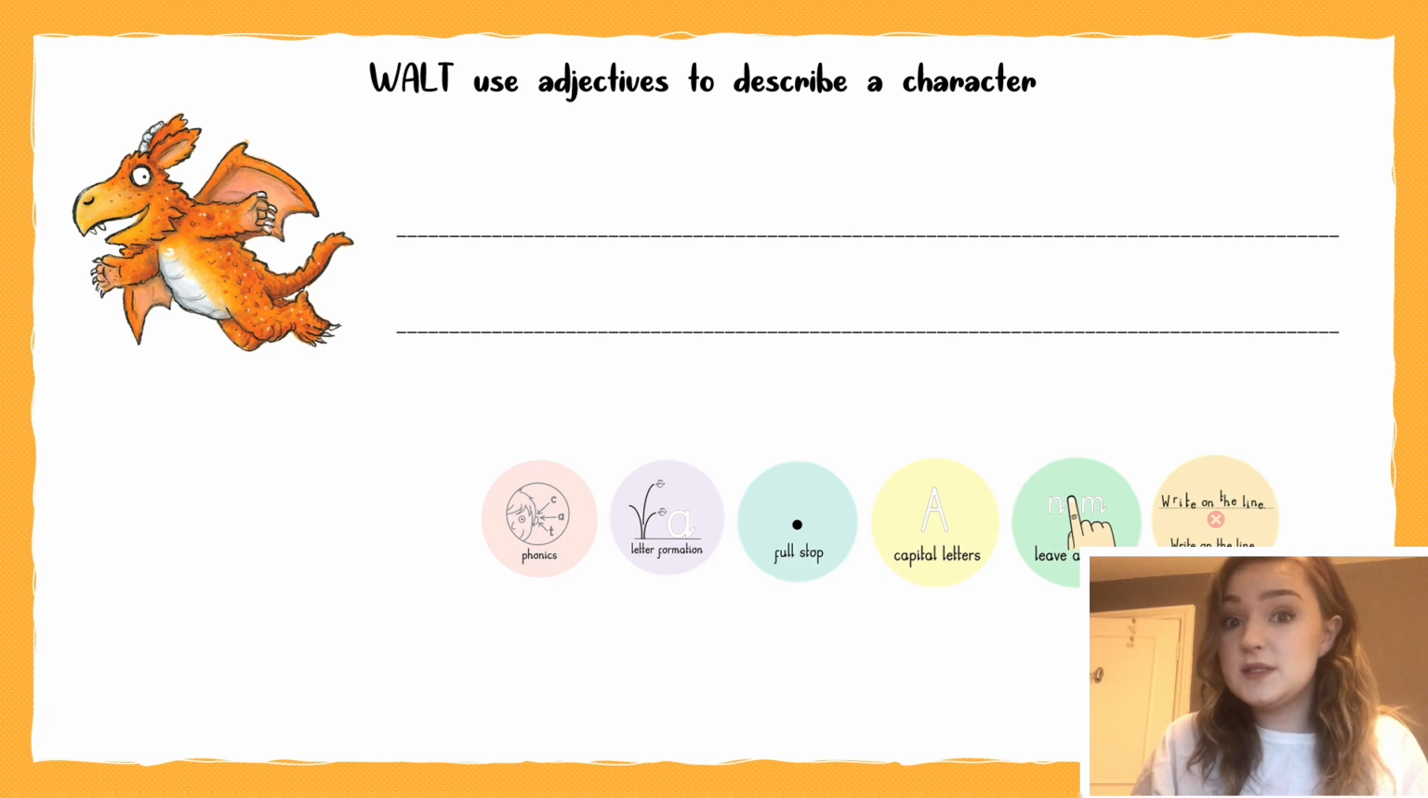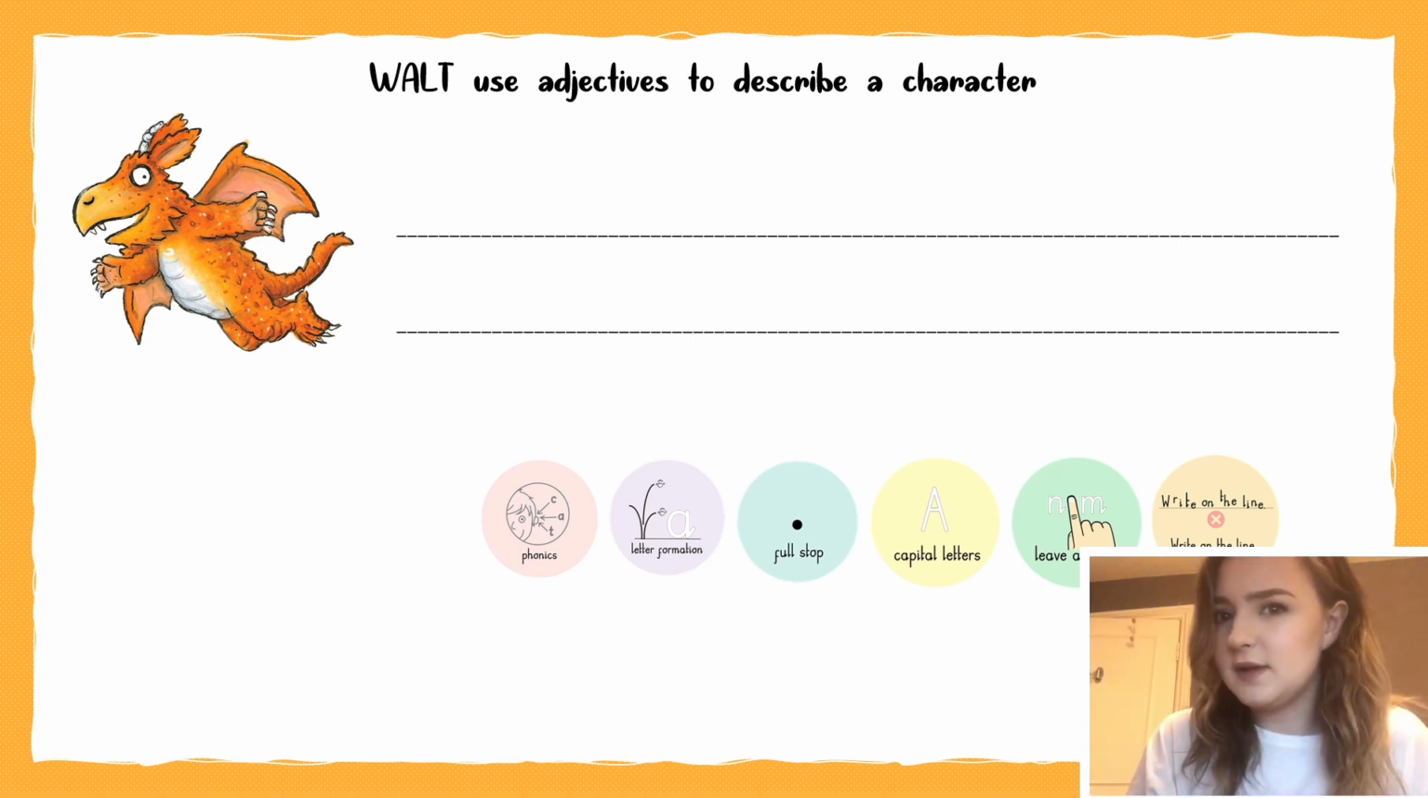Right, the most important thing before we start writing our sentence is to practice saying it out loud first. The first sentence I want to write is about Zog's claws. Now remember, we've come up with lots of adjectives, so I can't forget to include those in my sentence. I think I'm going to write Zog has sharp claws.